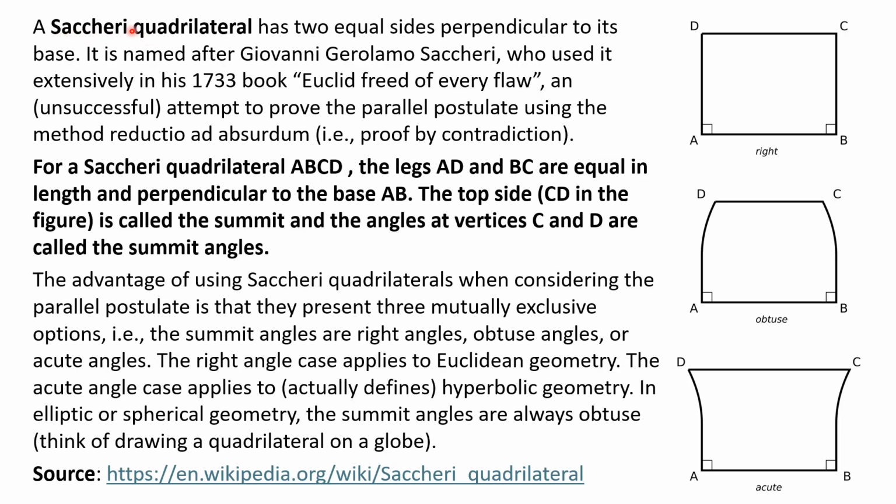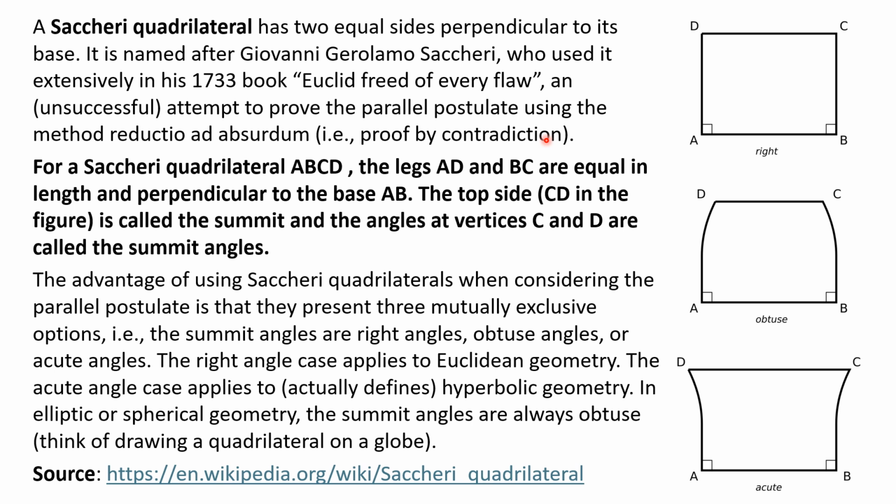A Saccheri quadrilateral has two equal sides perpendicular to its base. It's named after Giovanni Girolamo Saccheri, who used it extensively in his 1733 book, Euclid Free of Every Flaw. This was an unsuccessful attempt to prove the parallel postulate using proof by contradiction. As we saw in the previous slide, one of the equivalent statements to the parallel postulate was for the Saccheri quadrilateral to have right angles for its summit angles.